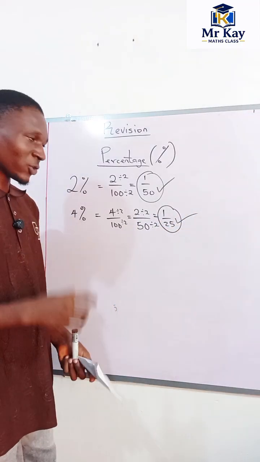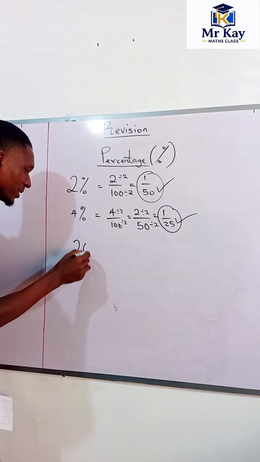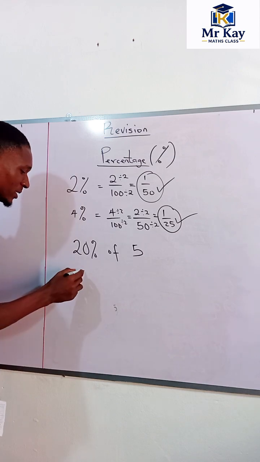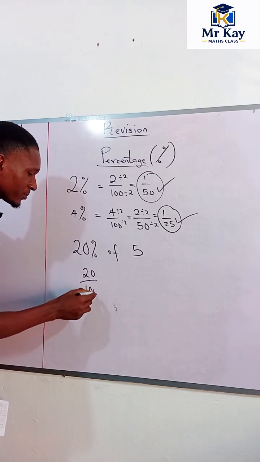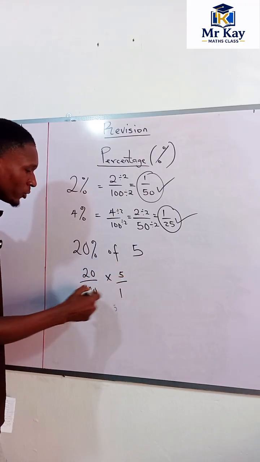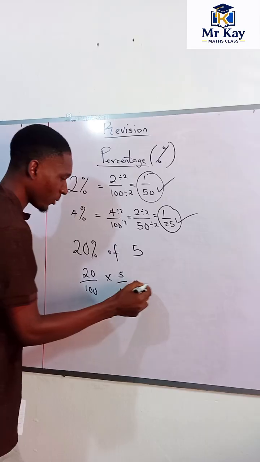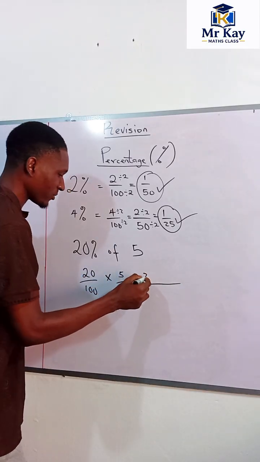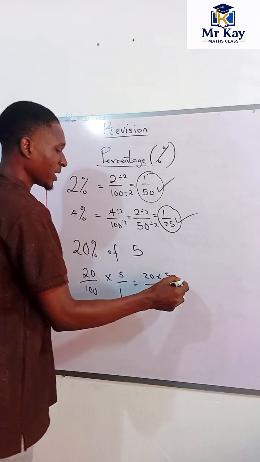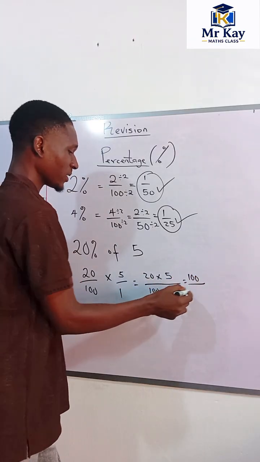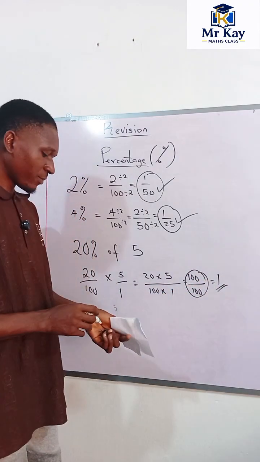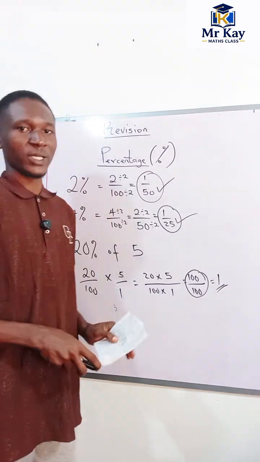So you can look for a percentage of a quantity. For example, let me say 20% of 5. How do you do that? 20% means 20 out of 100. Of, I told you, means times, and 5. So you do your normal multiplication, where you draw a straight line, a division line. 20 times 5 and 100 times 1. 20 times 5 is 100. 100 times 1 is also 100. 100 divided by 100 is 1. So you can find percentages of numbers in this way.